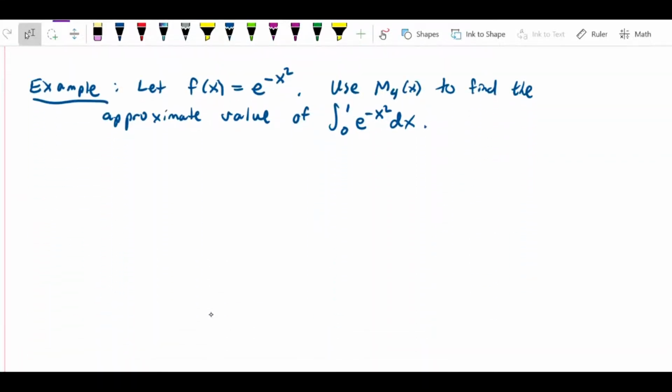So let f of x equal e to the negative x squared. What we want to do is use M4 to find the approximate value of the integral from 0 to 1 of e to the negative x squared dx. So here's what we do. First of all, let's find M4.